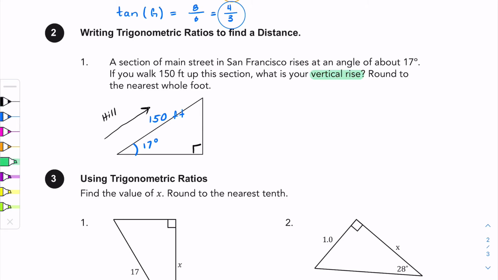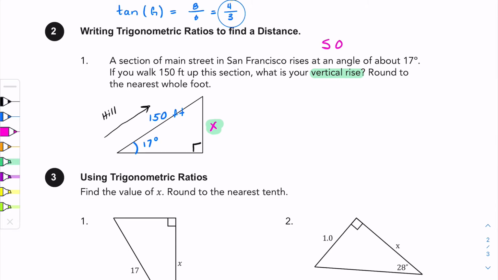So if you're looking for the vertical rise, that means you're looking for how far you walked from the base of the hill to the top of the hill. What is the change in height? So we're looking for this length here, which I'm going to label as x. So based on our trig ratios, we have an option of using sine, cosine, or tangent to solve for this problem.